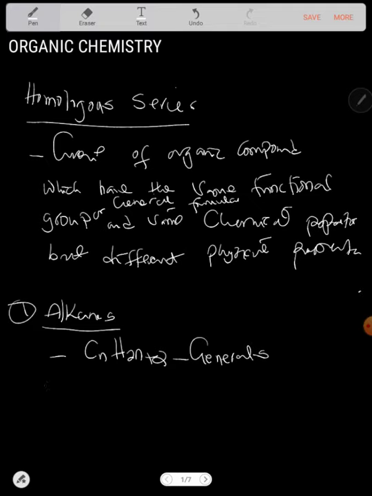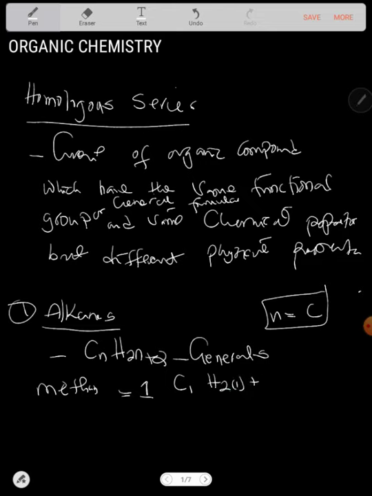An example is methane. Methane has 1 carbon atom. So n is the number of carbon atoms. If we have 1 here, then H is 2 times 1 plus 2. The formula will be what? It will be C1, 2 times 1 is 2, plus 2, which is 4. So this gives you the formula for methane, CH4.